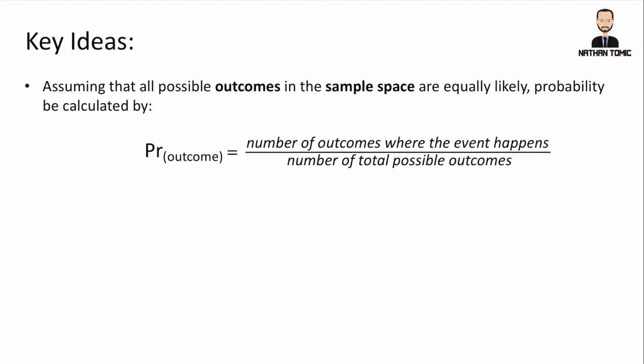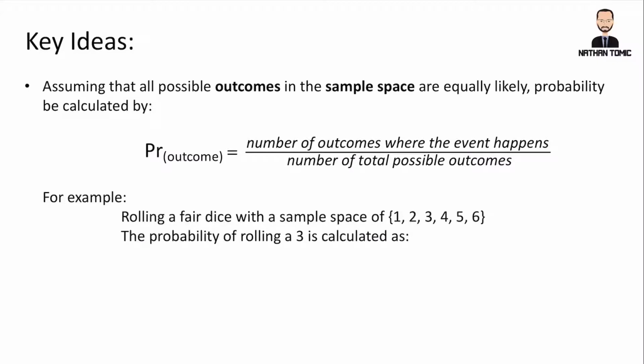So let's have a look at this a little bit more closely with an example. Let's say we are rolling that dice. Now the sample space is 1, 2, 3, 4, 5, and 6. They are all the different possible outcomes. How many are there altogether? There are 6 of them. So 1, 2, 3, 4, 5, 6. There are 6 possible outcomes that can happen in this sample space.